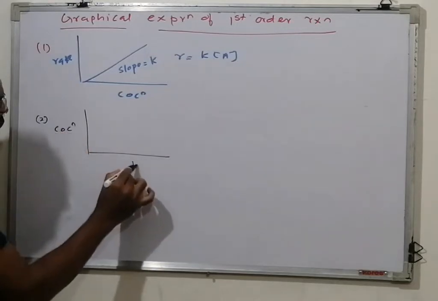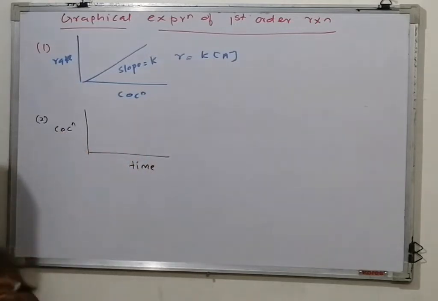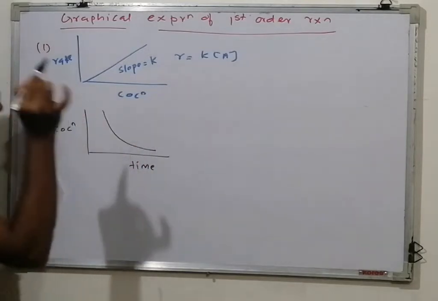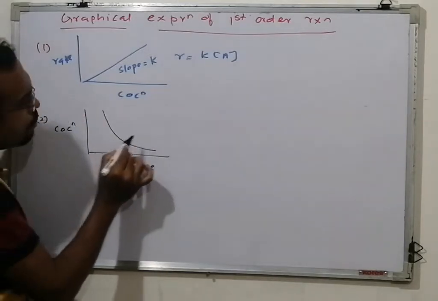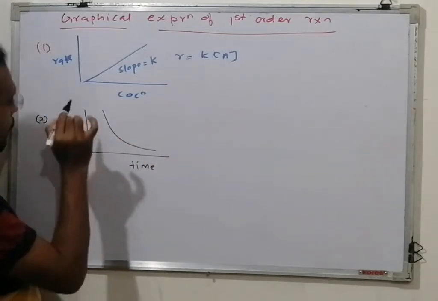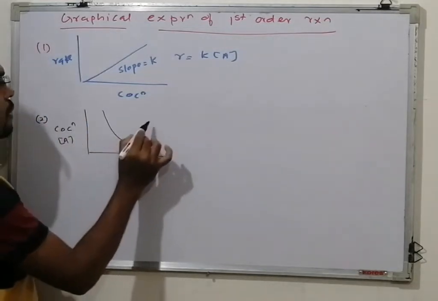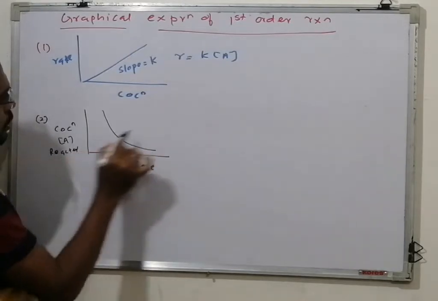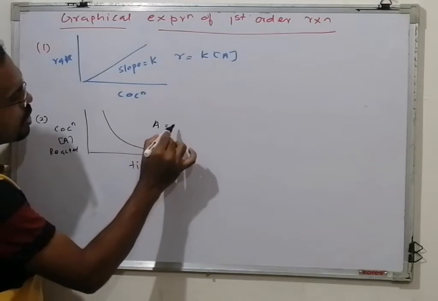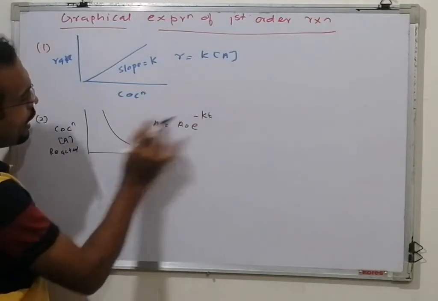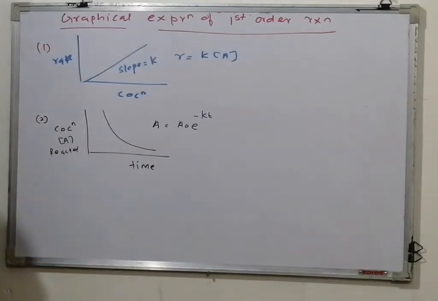Second graph is concentration versus time. This is a graph like this. You know which equation represents this graph? Concentration of reactant A. This is represented by A is equal to A0 e raised to minus kt, an exponential decrease.